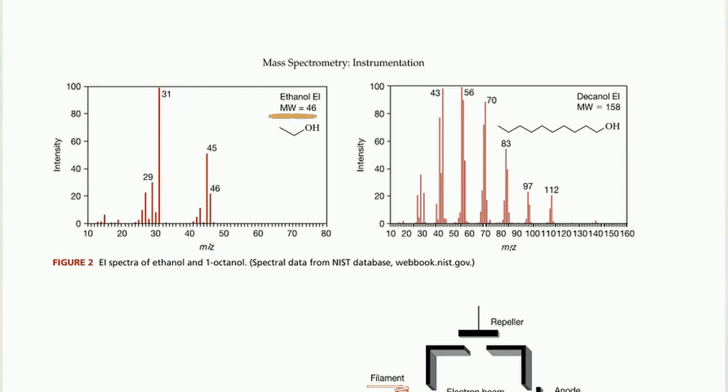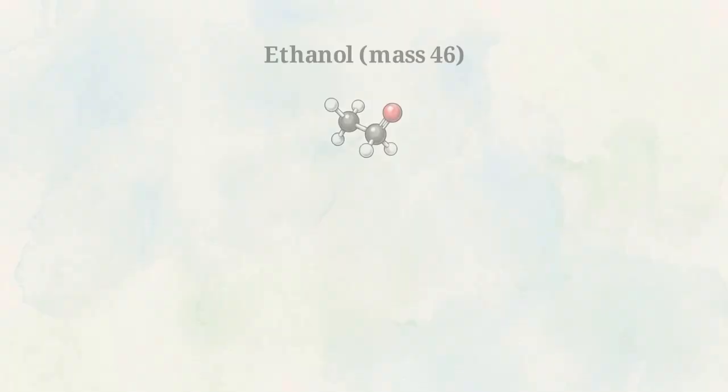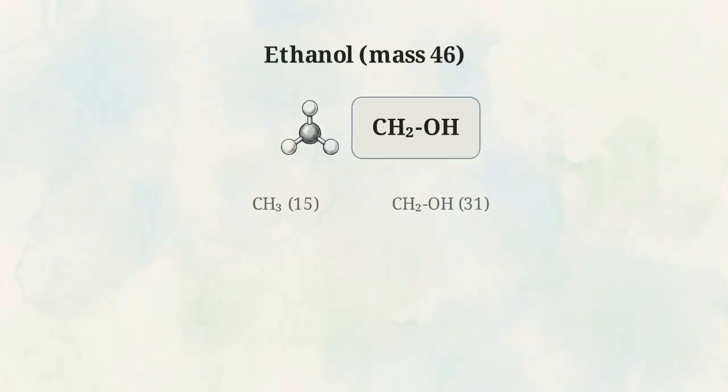If we calculate the difference between the parent ion at 46 and the base peak at 31, we find a loss of exactly 15 mass units. Losing a mass of 15 means the molecule dropped a methyl group.